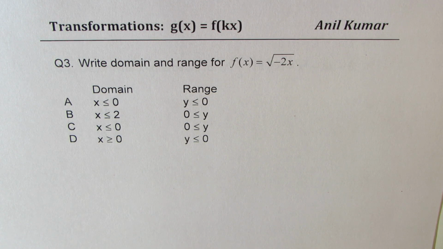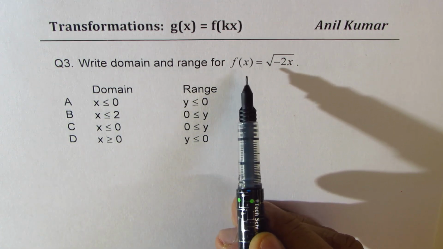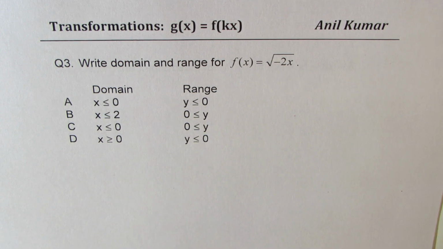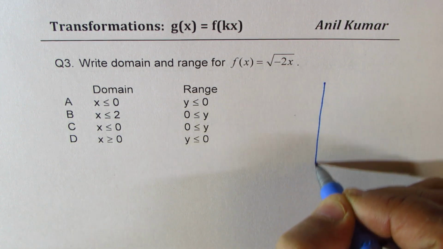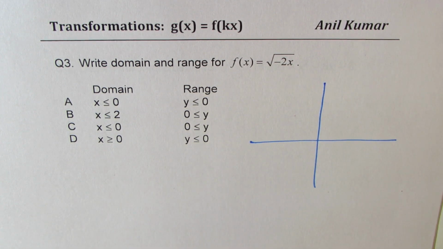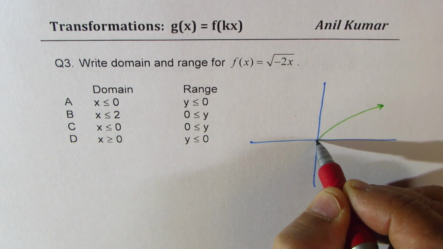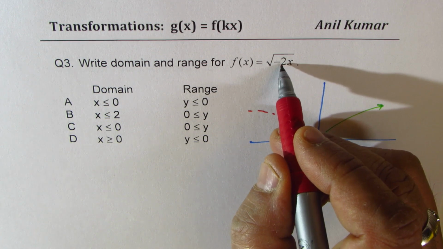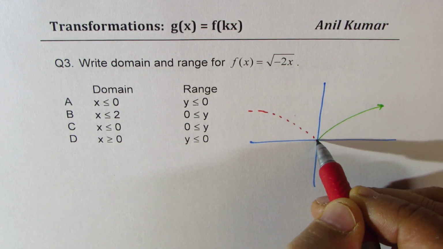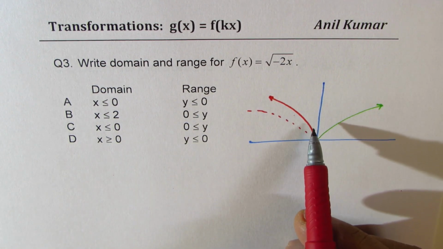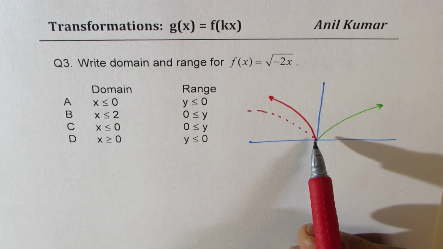So let's move on and take up question number 3, which says write domain and range of f of x equals to f of minus 2x. So minus 2x means we are actually reflecting the graph of f of x on the y-axis. So the original graph is kind of like this, and the reflection will be here. So one is the reflection, the other one is horizontally compressed, so it will become closer to the y-axis, so it will kind of look like this. However, the range will not change, nor will the domain change.